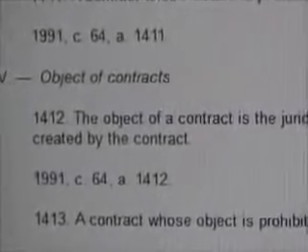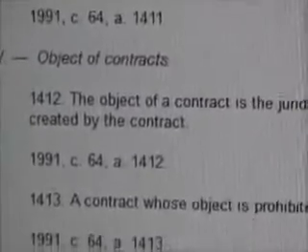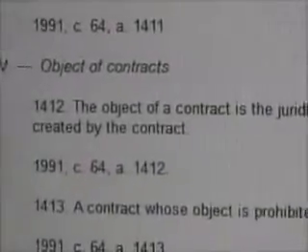Quebec Civil Code, Article 1412. The object of a contract is a juridical operation envisaged by the parties at the time of its formation, as it emerges from all the rights and obligations created by the contract. So, the object of a contract is a juridical operation. So you see that, very clear.